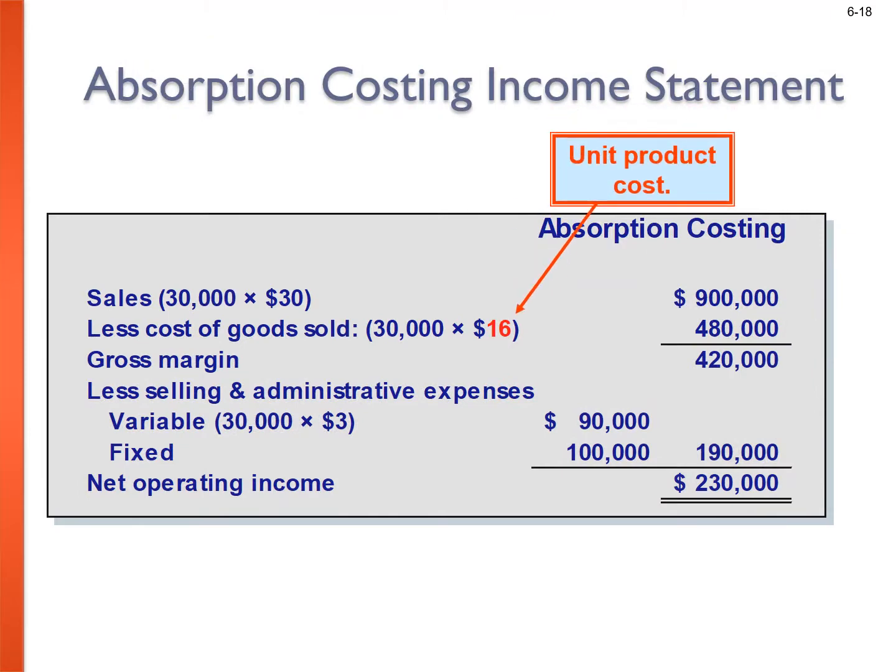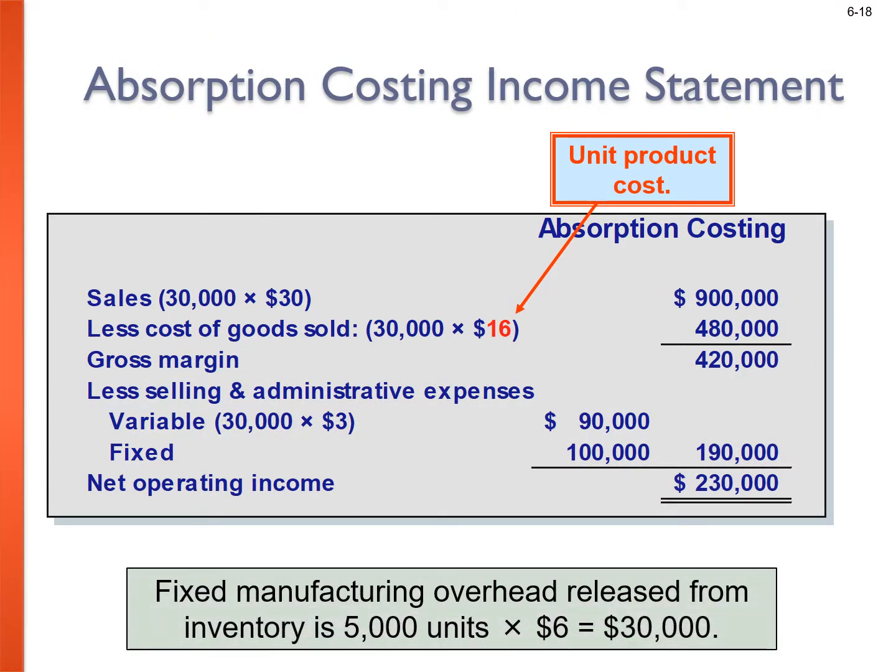Under absorption, same deal. Sales 900,000. Cost of goods sold would be the 30,000 times product cost of $16 each, 480,000. Gross margin is 420,000. Subtract your variable selling and administrative expenses and fixed selling and administrative expenses of 190,000. You can see how we get the variable selling and administrative, 30,000 units times $3 each. That's given. Net operating income is 230,000.